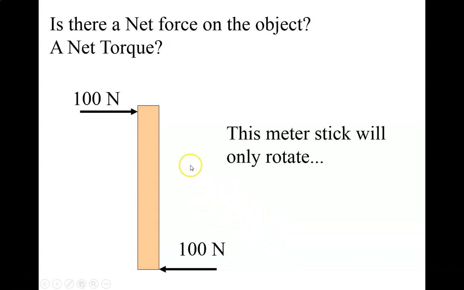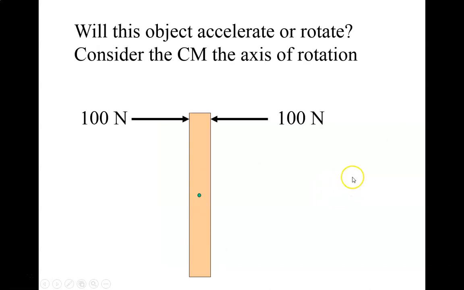So with these two forces applied like this, all this bar is going to do is just spin around in the same place. That's what happens if you've got no net force but you've got a net torque.